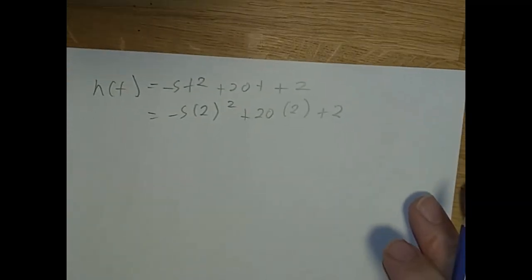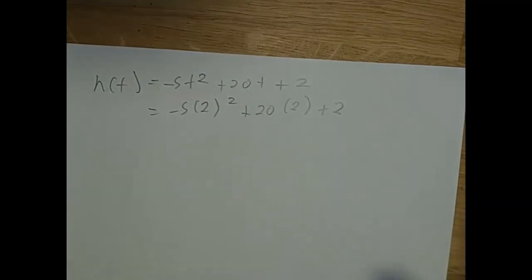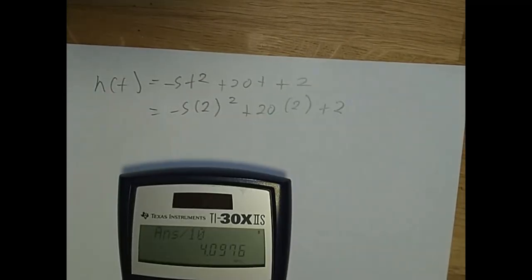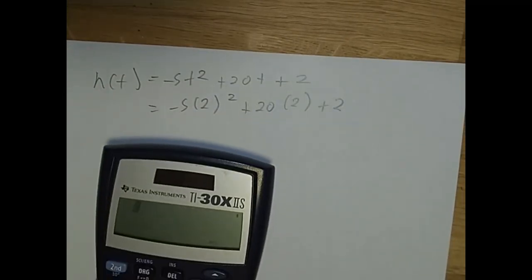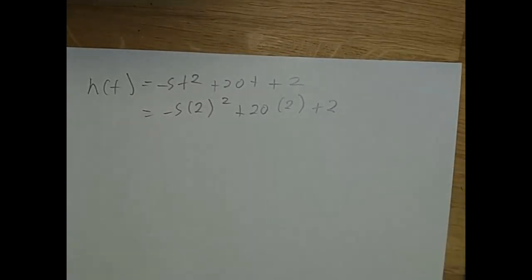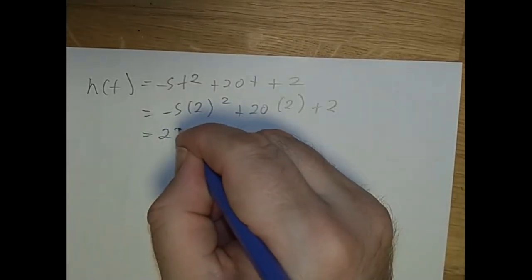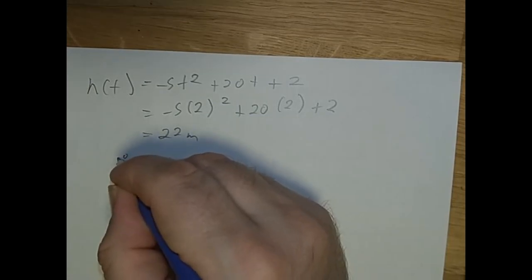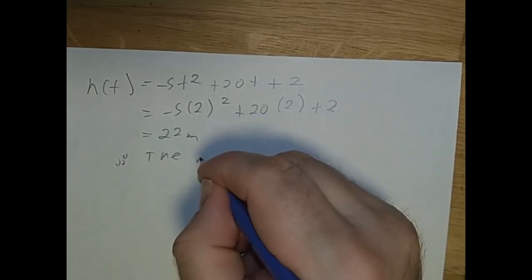So we will do these questions just to preview what's coming with the word problems. So it's a good preview. So I'm going to put minus 5, bracket 2 squared, plus 22. And to be honest, guys, I know there's a faster way to do it. 22 meters. So therefore, the maximum height is 22 meters.